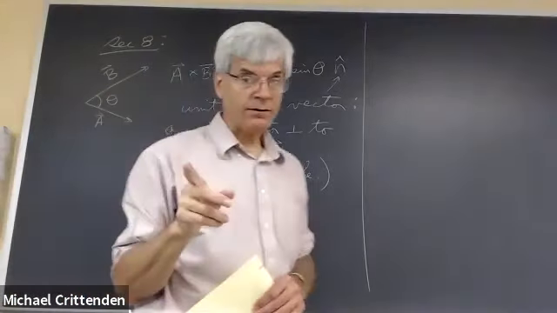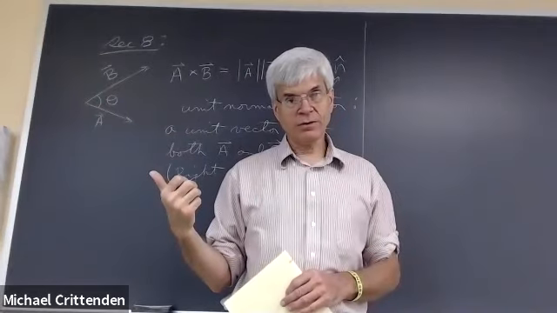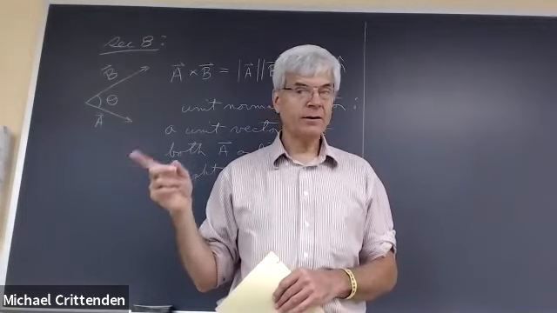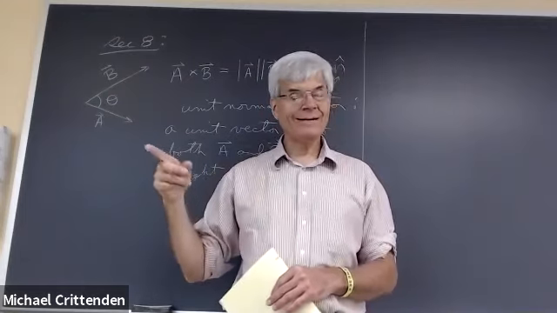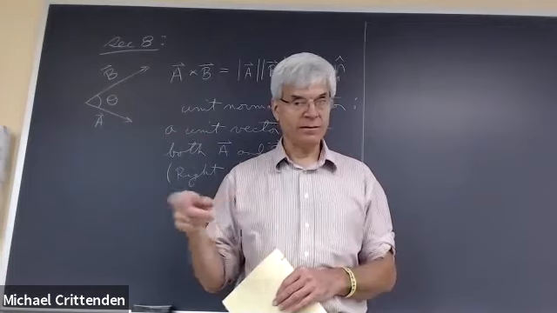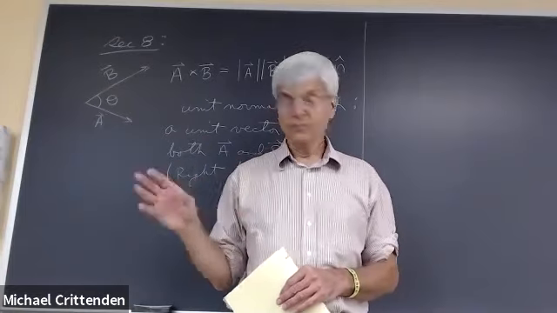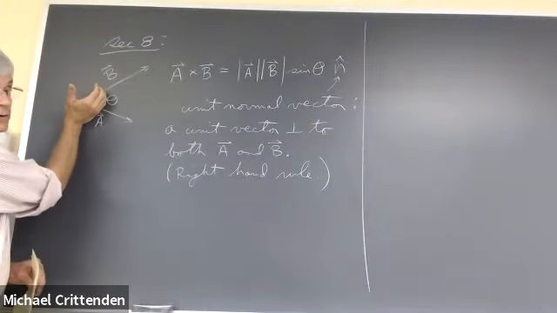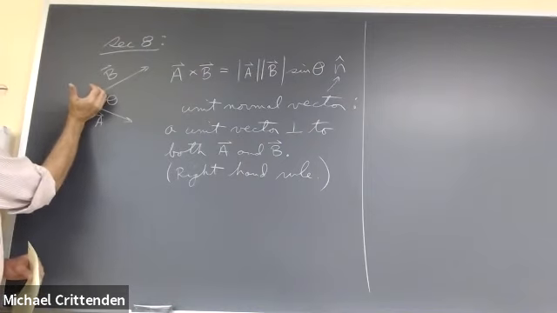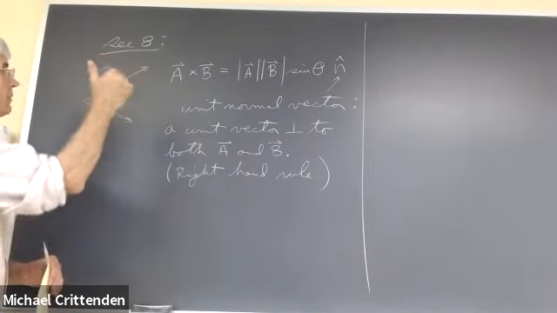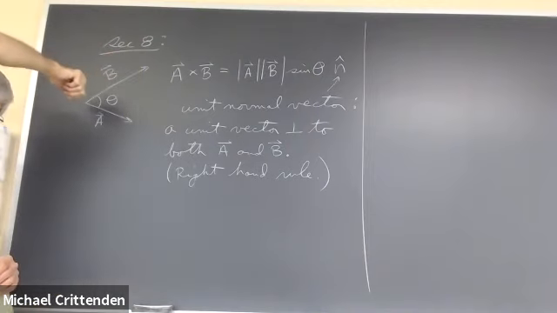The order matters. Unlike scalar multiplication, and unlike the dot product, the cross product is not commutative. A cross B does not equal B cross A. A cross B is equal to the negative of B cross A. So the order matters. You point your fingers from the first vector toward the second one, and your thumb will point in the direction of their product. So A cross B points out of the blackboard this way, whereas B cross A points away from you.